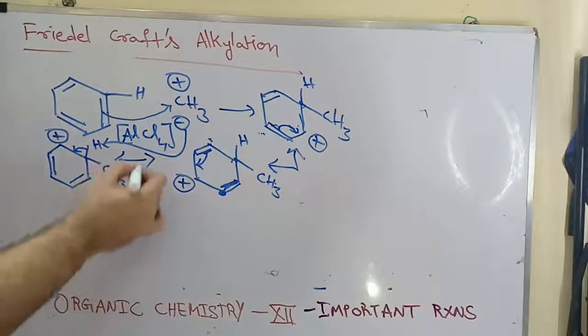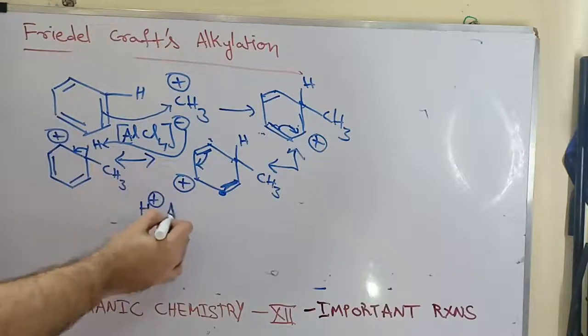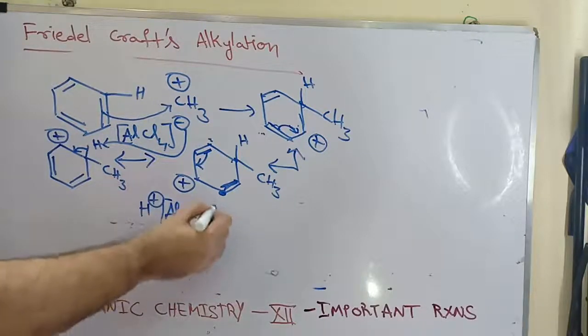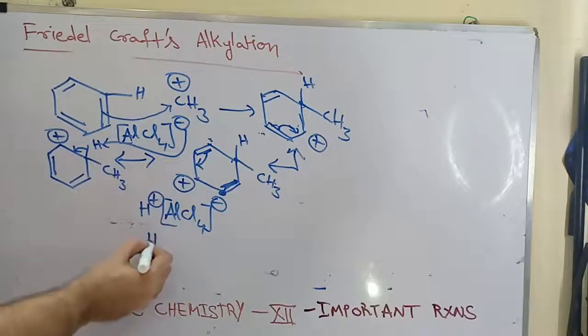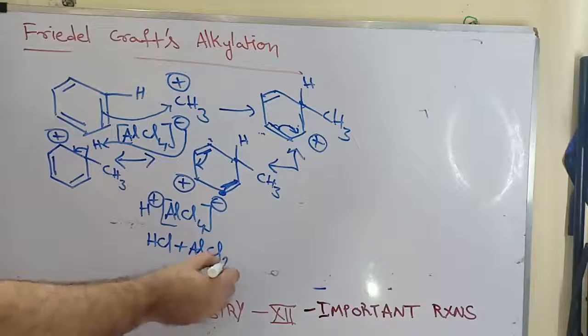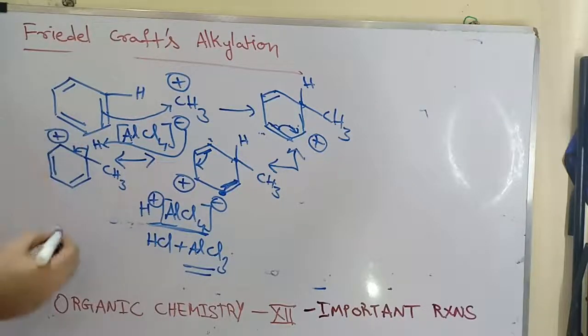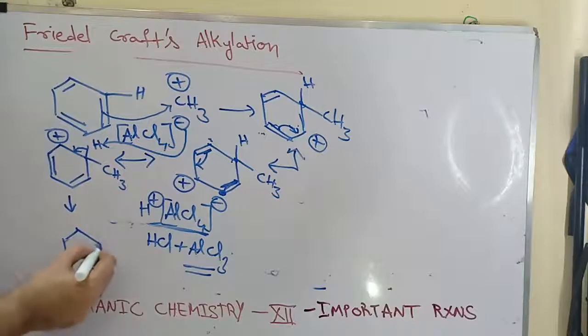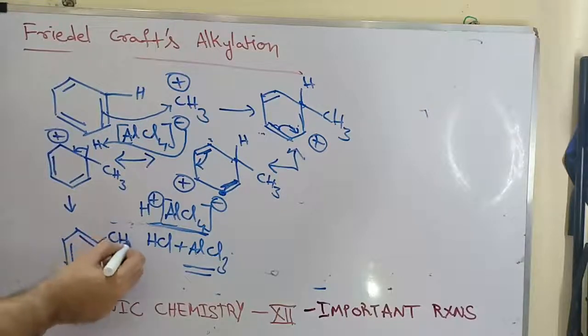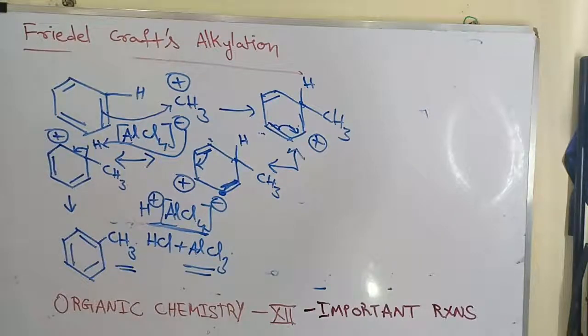This is what happens. So this forms H+ AlCl4 minus. This is the complex it forms. This is actually written as HCl plus AlCl3. So actually, this is the complex it forms. And now these electrons are shifted here, which will compensate the charge over there. So this is what happens for this entire reaction. Hence, we get methyl benzene. This is the sequence of the mechanism. If you can understand this, please give it a practice. That's what I recommend. So let's move on to the next question.